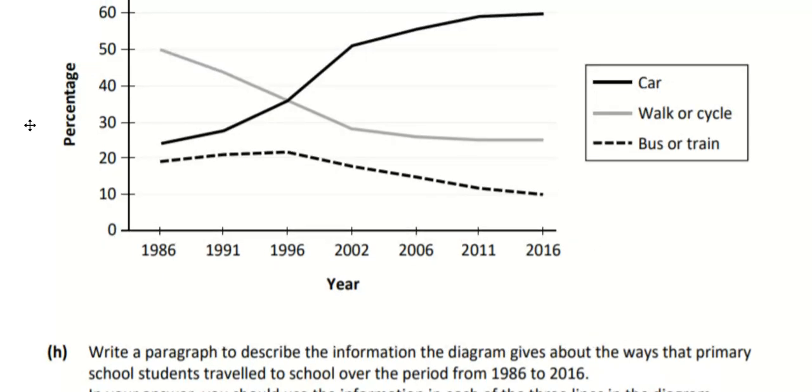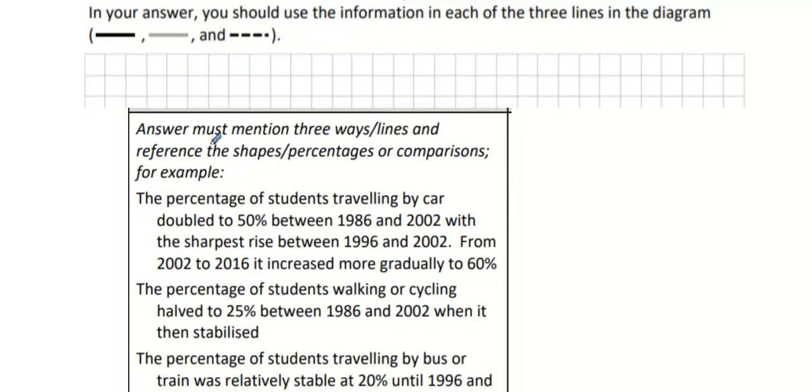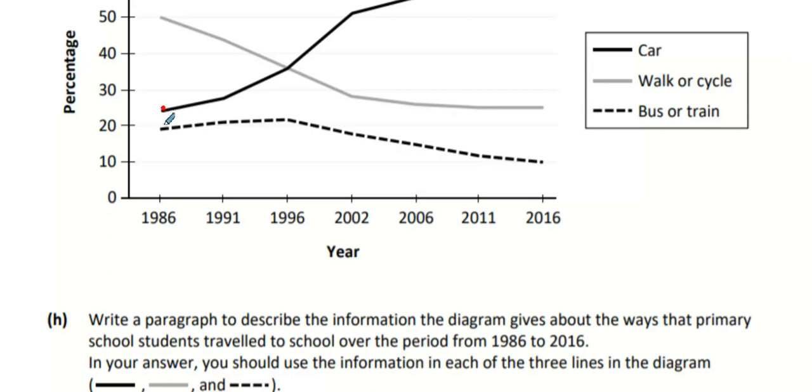So we're using all this information to find each of the pieces of information from the three lines. The answer must mention the three lines, and reference shape, percentages, or comparisons. Okay, the first one: the percentage of students who traveled by car doubles to 50% between 1986 and 2002. Look at 1986, you're roughly at 25%. In 2002, you're at 50%, so you can see the cars are doubling, okay?